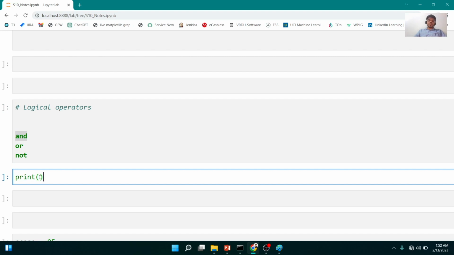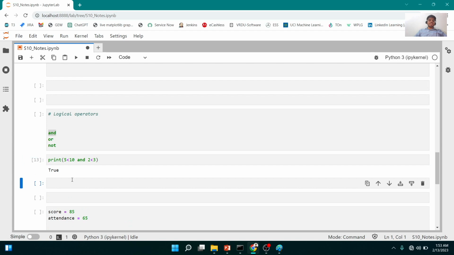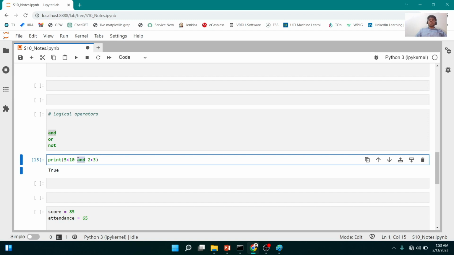For example, if I write print 5 less than 10, that's correct, and 2 less than 3, this is also correct. So if I run this, you shall see that it's true, right? Why is it true? Because the and keyword conveys that what is on the left comparison and the right comparison, they should be true together, and only then the overall condition shall be treated as true.